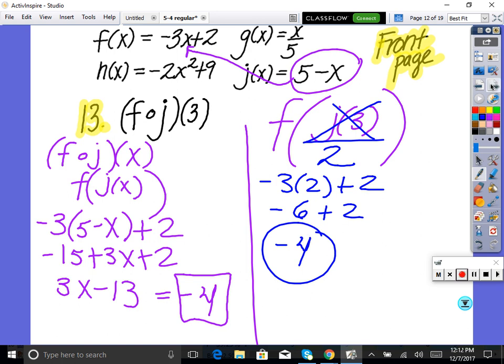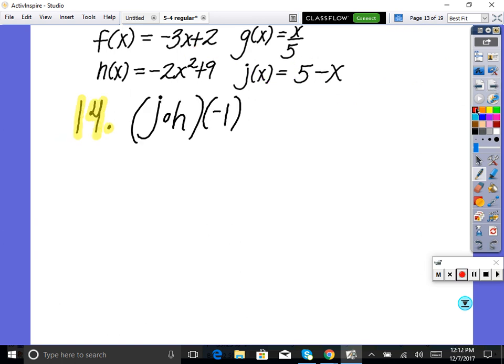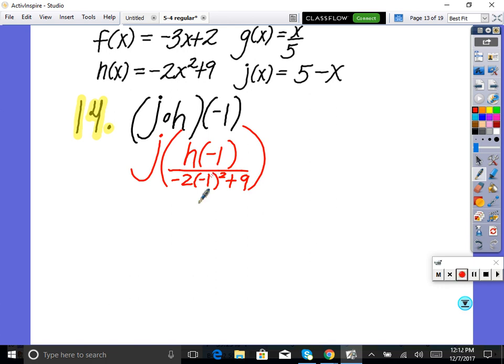Let's do another one. 14. Let's do it the easy way. Squish negative 1 back in with H. H of negative 1. Squish it back in again. Focusing, people. So now we'll calculate H of negative 1. Careful, a lot of people can't calculate this, right? Negative 2 times parentheses negative 1 squared, plus 9. It would not be appropriate to put negative 2 in there and square it, which I had people doing last hour. Negative 2 plus 9, which is 7.